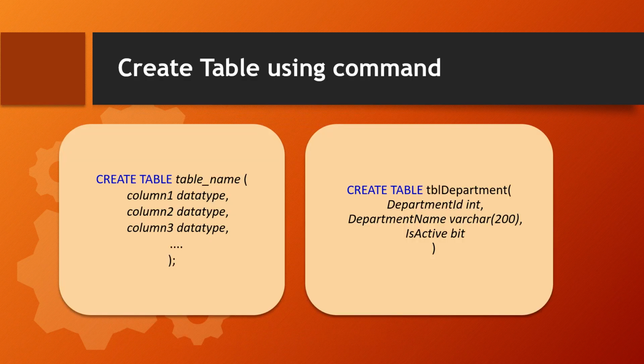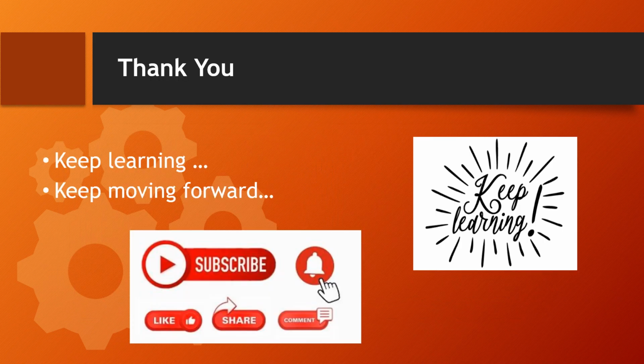After creating all this stuff using the wizard, now we can create all this stuff using commands. How? This is the left side: create table, the blue part is mandatory, then table name, then column name, data types, n number of columns as per your requirement, and then data type. As we have created TBL department, so here it will be create table, TBL department, department ID, name, and its data type. It will create the same table.